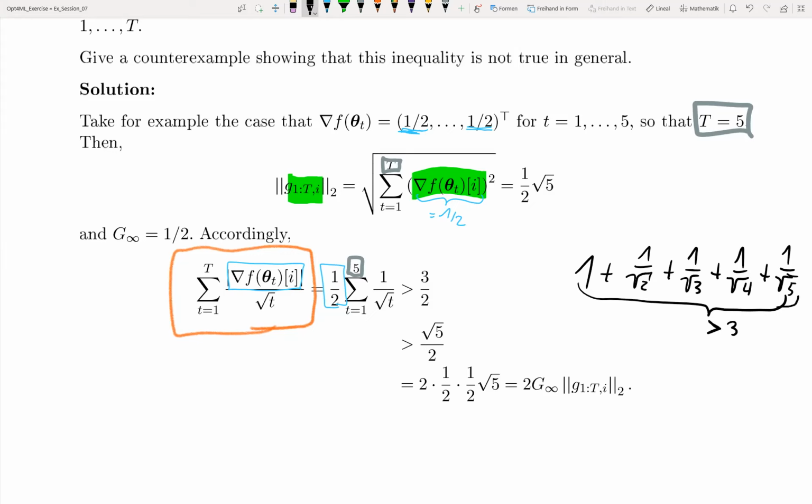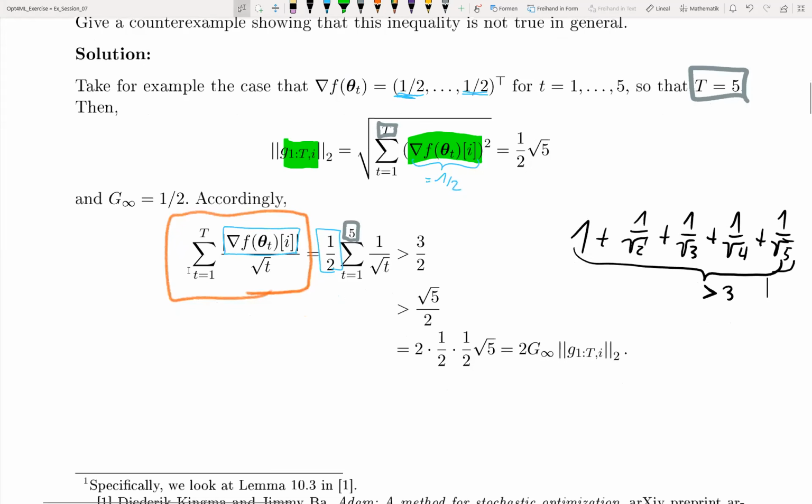I mean, it's just a counterexample. You can also play around with the numbers, but this is doing already what you want. So this sum here is strictly greater than 3/2 because the sum here is greater than 3. 3/2 in turn is strictly greater than the square root of 5 divided by 2.